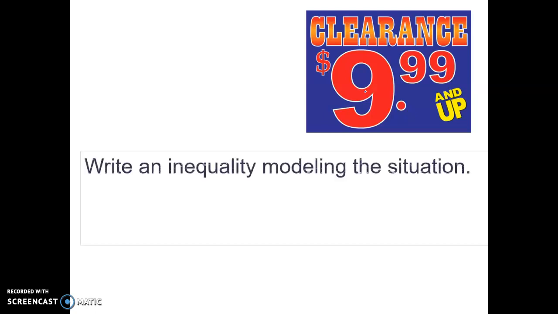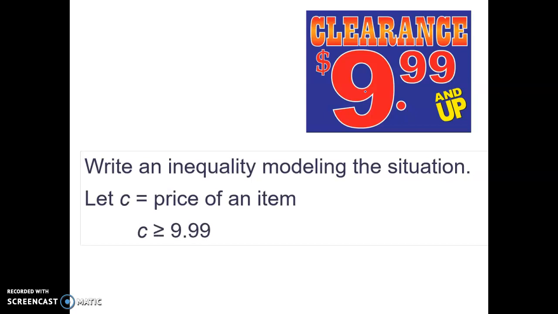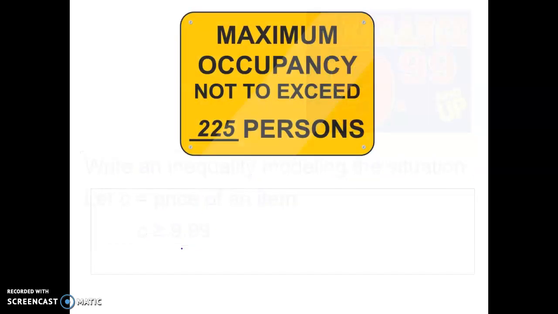Let's take a look at this sign. Clearance, $9.99 and up. Think about how we could represent this information with an inequality. Let's let C equal the price of the item. And what do we know about the price? We know the price is $9.99 and up. So the price of our item is going to be greater than $9.99 or equal to $9.99. It starts at $9.99 and goes up. So the price of the item will be C is greater than or equal to $9.99.